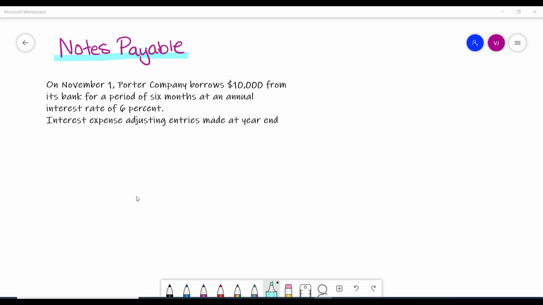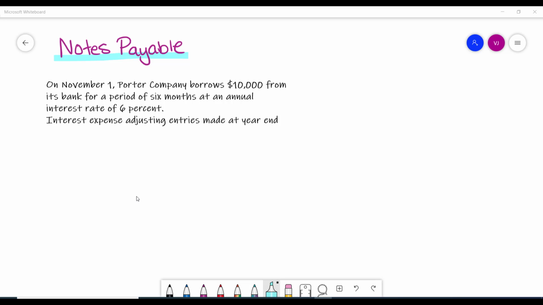All right, in this video, we're going to take a look at notes payable. We've done something like this before, so this is pretty much just a refresher on how to account for the issuance of a note and eventually paying that back. So here we have an example.